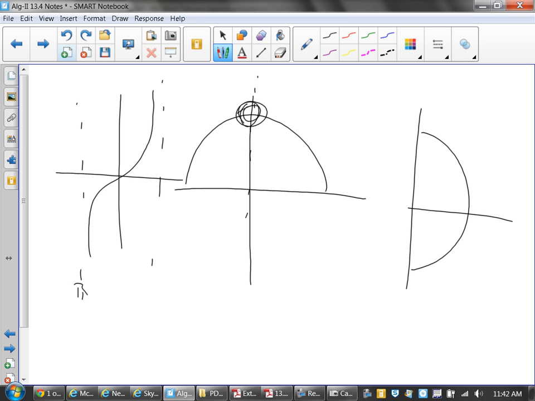This is pi over 2, this is negative pi over 2, and this is pi over 2, as it's going across. The distance between here is only continuous for pi. All right, and this is where we're headed.